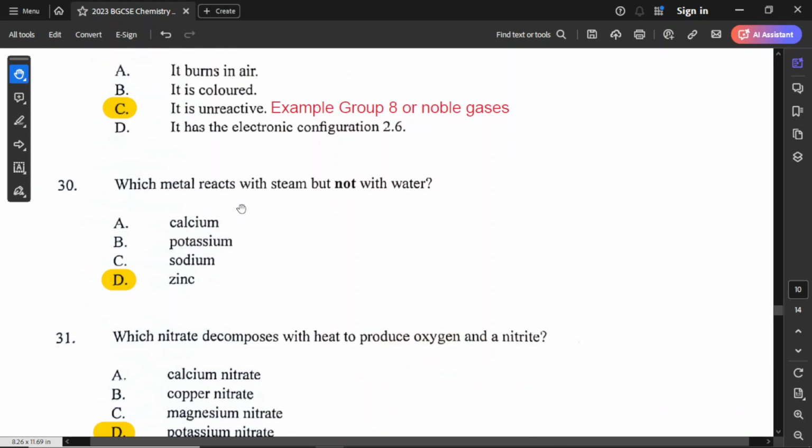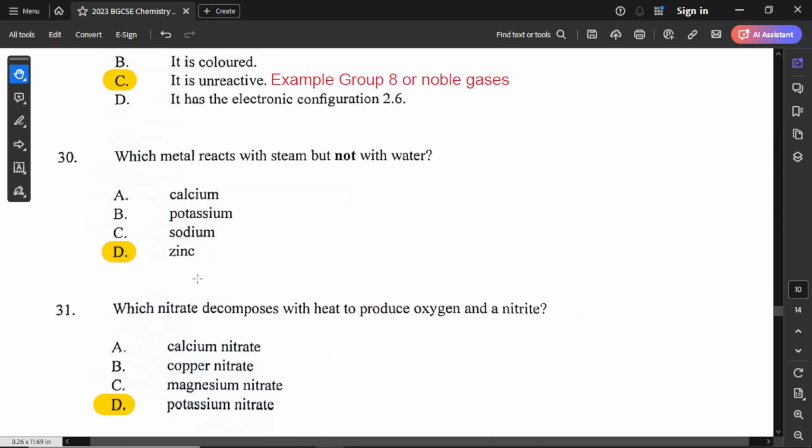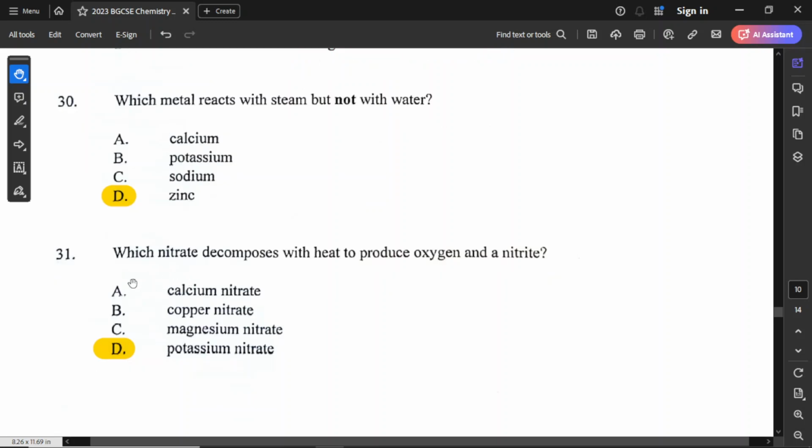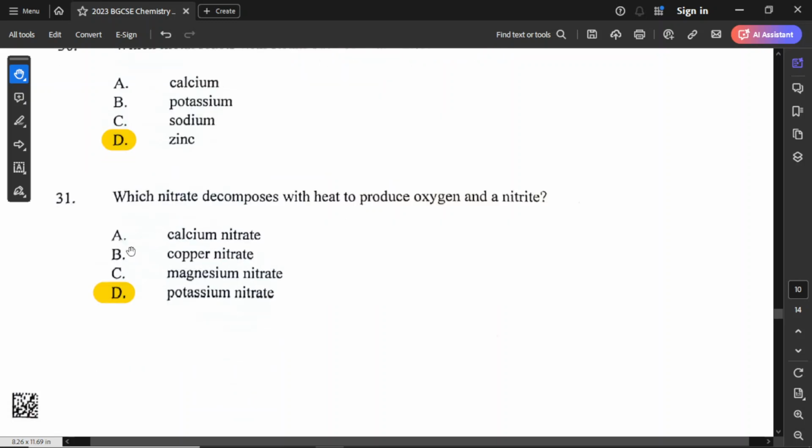30. Which metal reacts with steam but not with water? This is definitely zinc. Calcium, potassium, and sodium will react with steam and also water, but zinc will react with steam because of that excess heat to speed up the chemical reaction, because zinc is not so easily reacted with water, or moisture, that is. But of course, as temperature increases, the reaction becomes better.